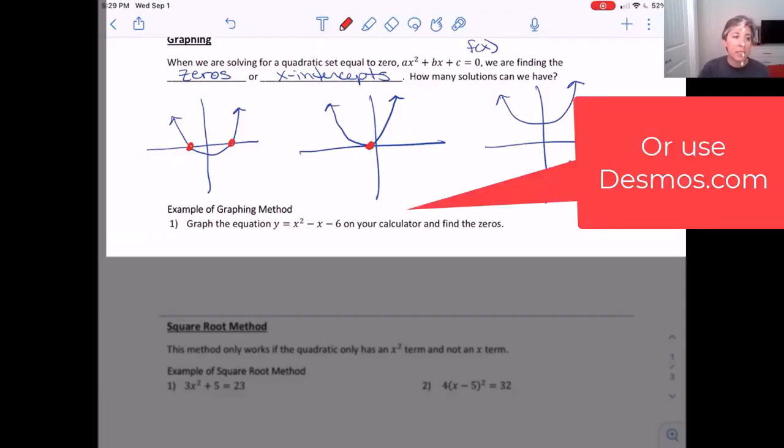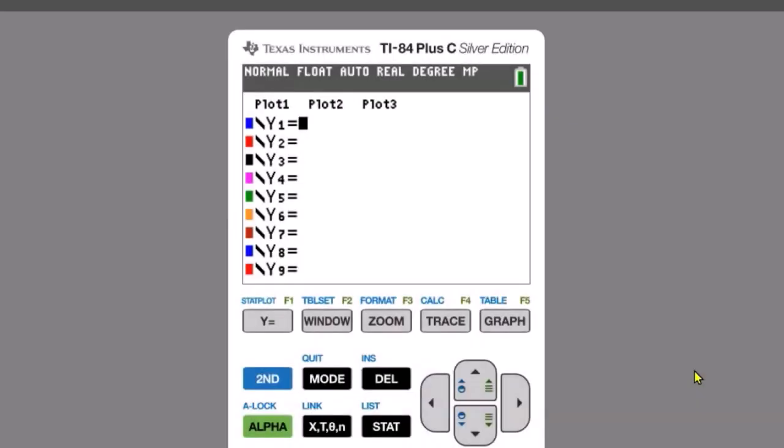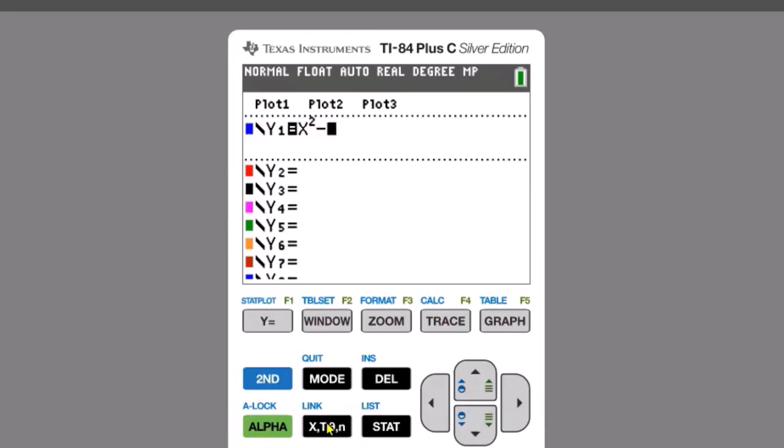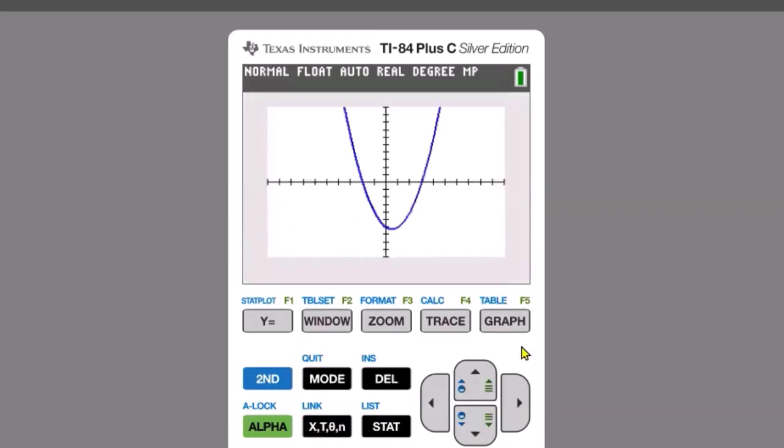So in this next example, we're going to use the graphing method by graphing this example on our calculator and finding the zeros. So if we plug in that equation, we would get x squared minus x minus 6. And then if we hit graph, ta-da, we get this guy right here. So again, we're not looking for the vertex this time. We're looking for where the function equals 0. So it looks like if it hits straight on, we're at -2 and 3.